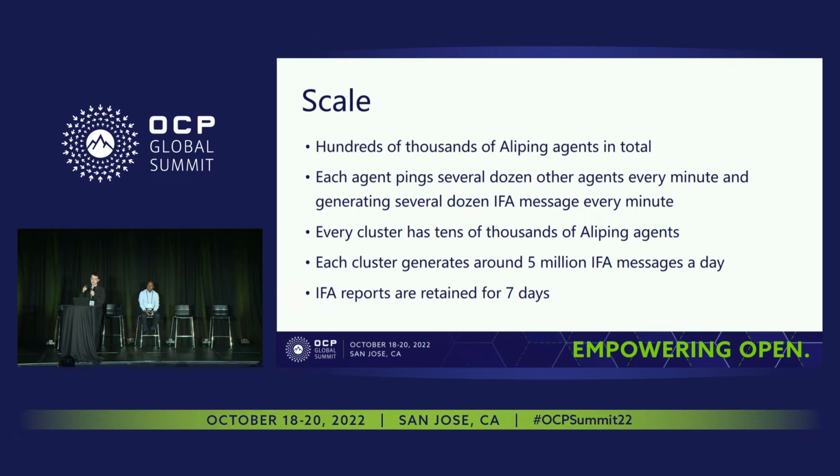Next, let's talk a little bit about scale. We have 100,000 Alipin agents in total, and each agent pings several dozen other agents. Basically, a single ping generates one IFA message. Every cluster has tens of thousands of Alipin agents, and each cluster generates around 5 million IFA messages a day. That's a lot, and IFA reports are retained for 7 days.